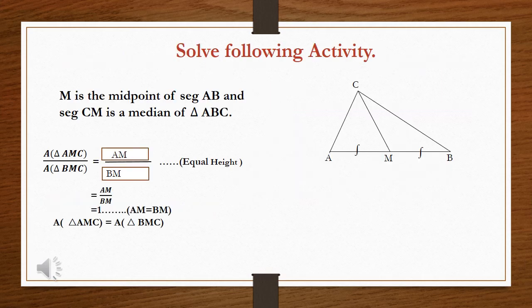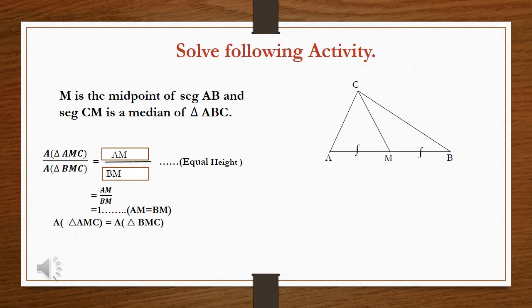Now let us solve another example. Here one activity is given. M is the midpoint of segment AB and seg CM is a median of triangle ABC. Now observe the triangle ABC. Here M is the midpoint of seg AB. So here we know that seg AM is congruent to seg BM.